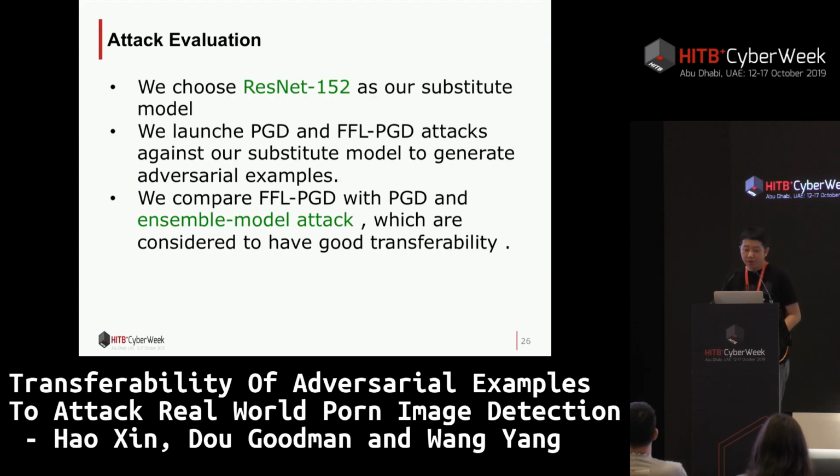In our experiment, the ResNet 152 with higher accuracy rate was chosen as the structure of the substitution model. Using traditional PGD and FFL PGD methods, generate adversarial examples. Compare them to find which one has the better transferability.